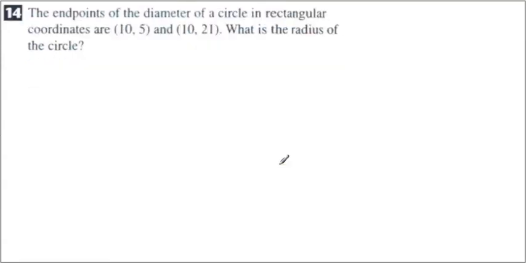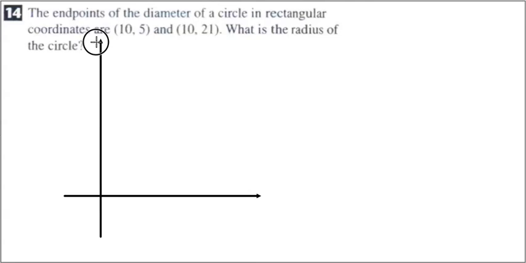Number 14. Endpoints of the diameter of a circle in a rectangular coordinate system are given in this way. What is the radius of the circle? The best thing which we can do is simply sketch them and then see what happens. I'm just going to exaggerate just a little bit here. So here we have (10, 5). So let us say this is (10, 5). That means this is 10, this is 5.